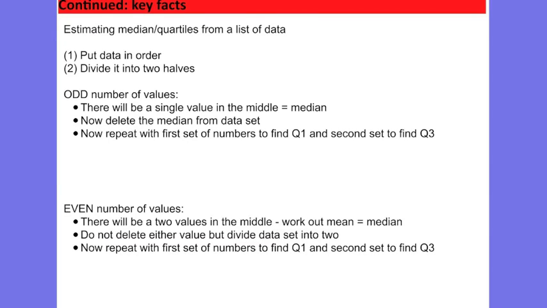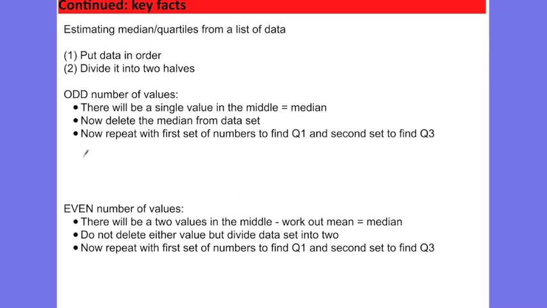Let's now have a look at how we can estimate the median and quartiles from a list of data. So instead of a cumulative frequency graph, we're now looking at a list of data. Now, two really key points here. You must put the data in order and then divide it into 2 halves. What's going to happen then varies whether we have an odd number of values or an even number of values.